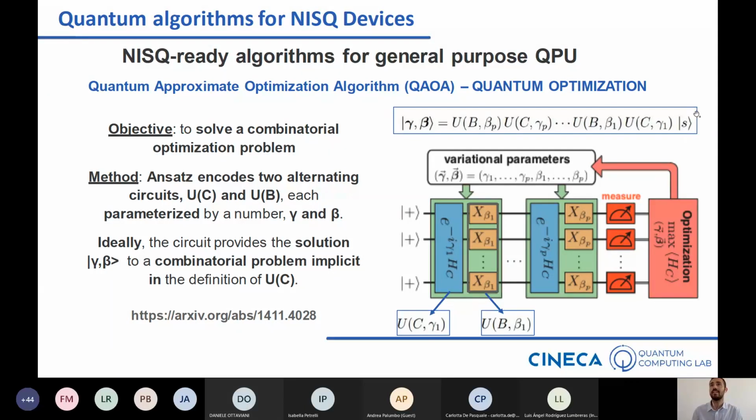The initial state S is the one where you have all the Hadamard gates, that's why you have all the plus here. And these two circuits are parameterized by some numbers, gamma and beta, respectively. In this picture it's clear: first you have the UC set of gates, and then you have the UB set of gates. The first one is parameterized by gamma 1, the second one by beta 1, and then you repeat this multiple times, and every time you get a different variational parameter.